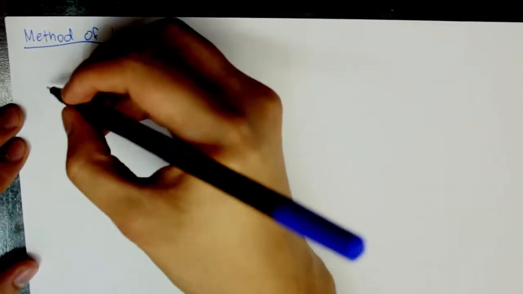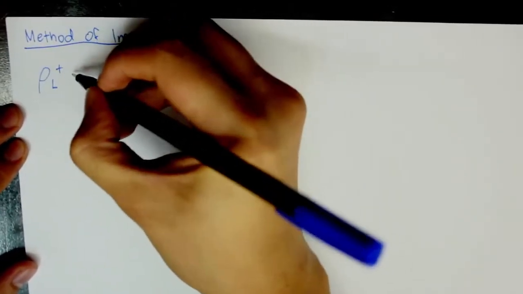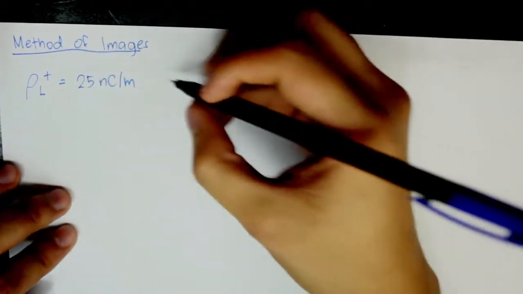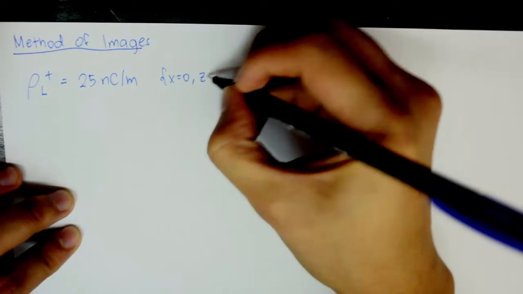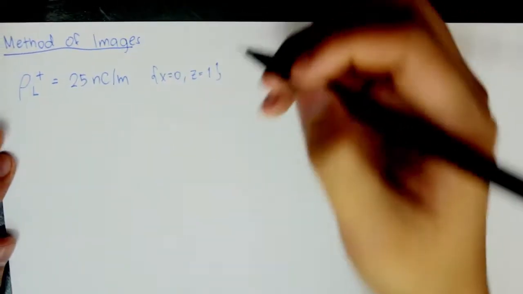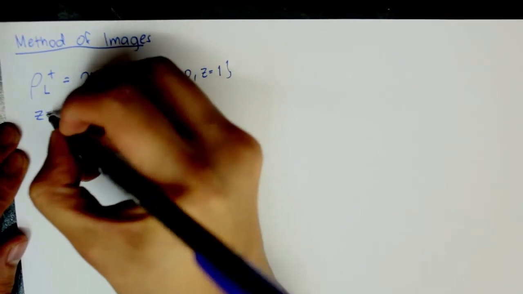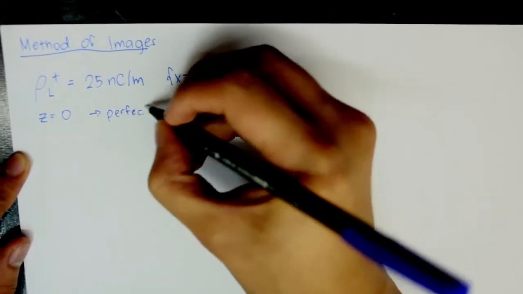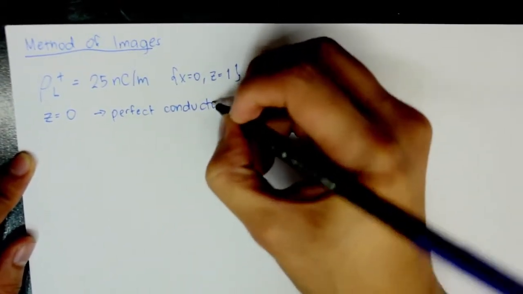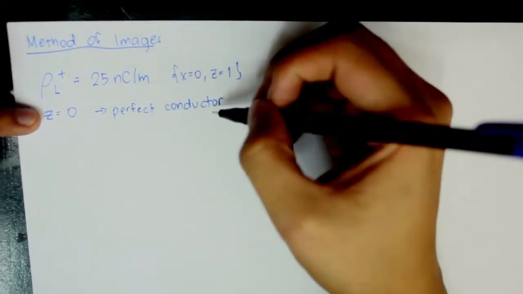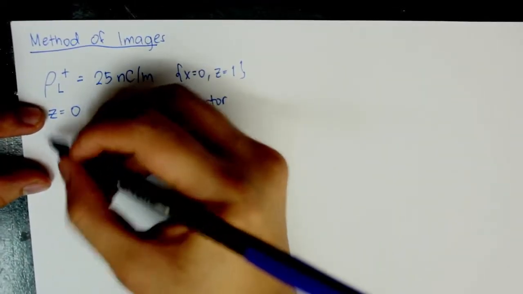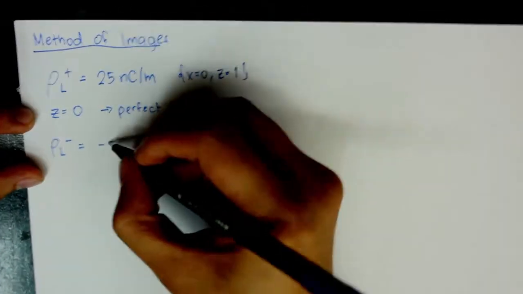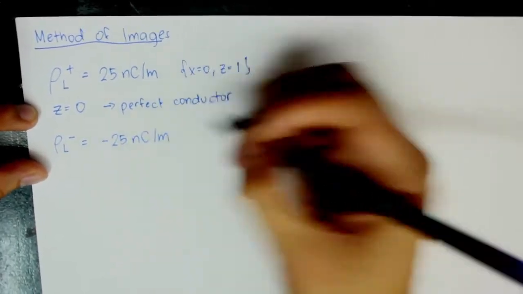Now we're given an infinite line charge, say rho L positive, equal to 25 nanocoulomb per meter, located at x equals 0, z equals 1. Then we have a perfect conductor at the surface z equals 0. So, using method of images, we can remove this perfect conductor and add an image for that rho L positive. Let's name it negative 25 nanocoulomb per meter.